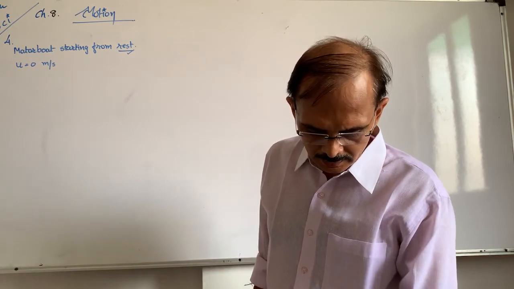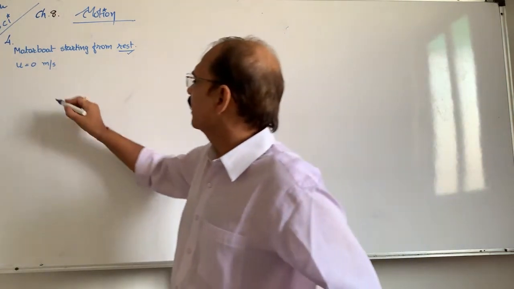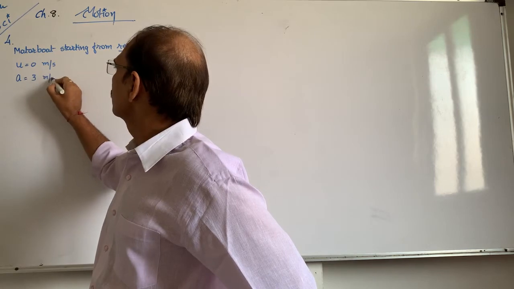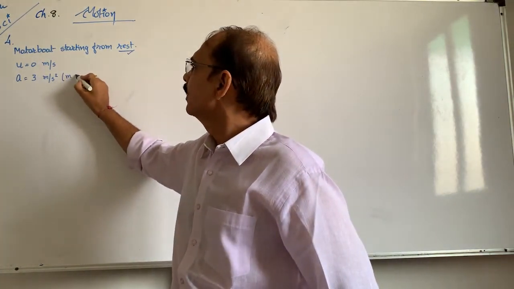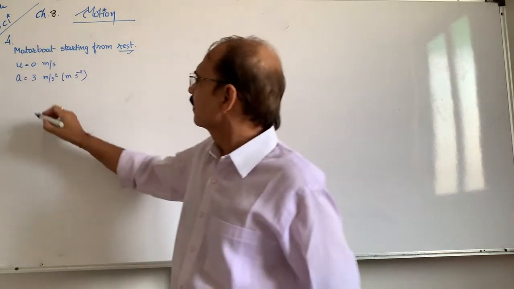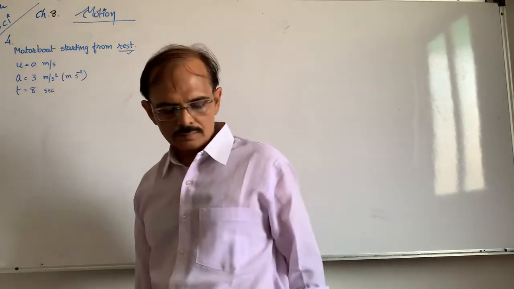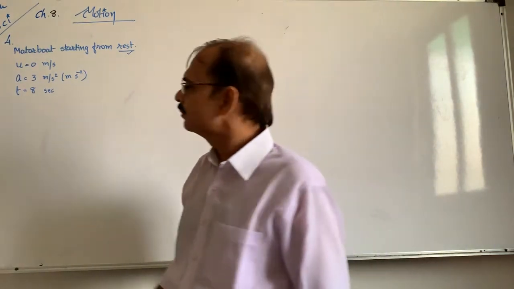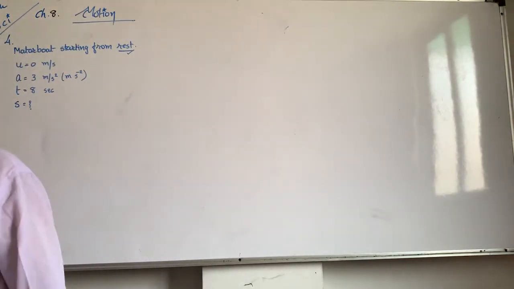On a lake, it accelerates in a straight line at a constant rate of 3 meter per second square. Accelerate means acceleration is 3 meter per second square, given in your textbook as meter second to the minus 2. Okay, for 8 seconds, time is given. How far does the boat travel during this time? How much distance will the boat cover during this time?